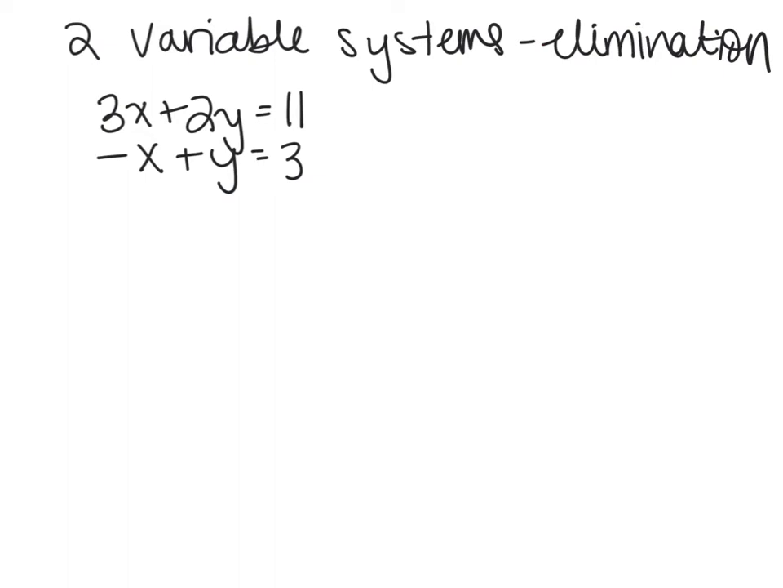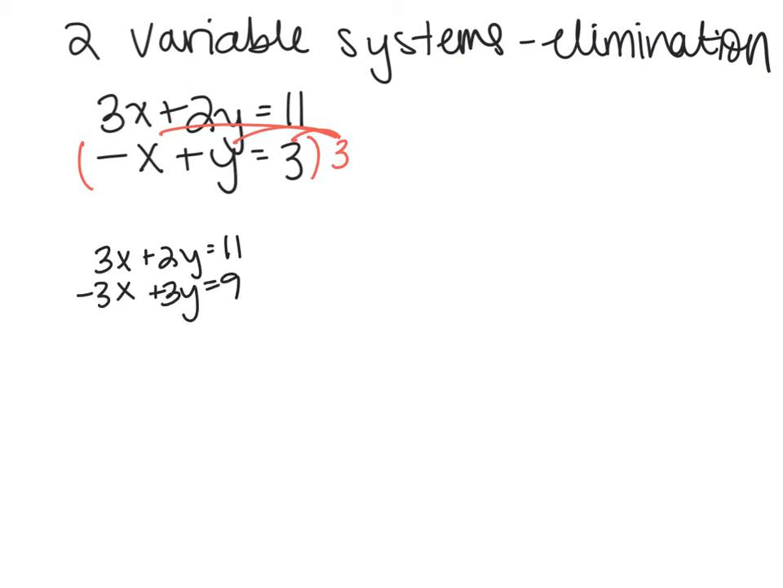Our other method for solving 2 variable systems is elimination. So this is the same problem as before, just showing you a different method. So for elimination, the idea is we want to be able to add the 2 equations together and a variable will go away. So that means we need to have the same coefficient on the x's or on the y's. So I'm just going to go with the x's in this one. To turn that into a 3, we would multiply everything by 3. So now our first equation is still 3x plus 2y equals 11. Our second equation turns into negative 3x plus 3y equals 9.